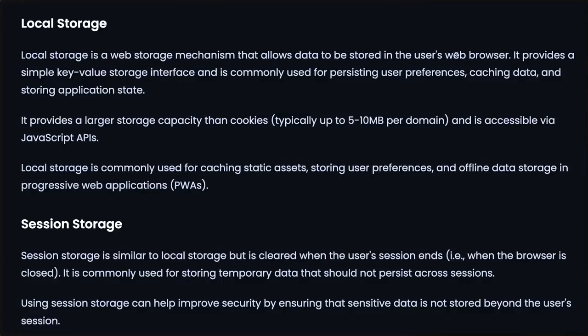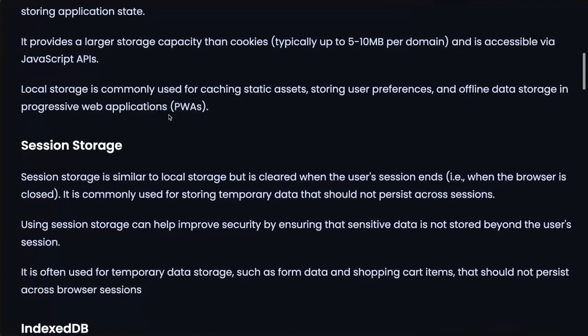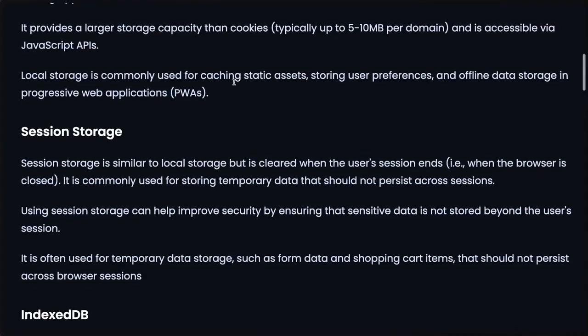Local storage is a different web storage mechanism that allows data to be stored in the user's web browser, provides a very simple key value storage. You can think of it like a basic JavaScript object stored in your user's browser, where users can also define their preferences, cache data, and store application state. It has a larger capacity than a cookie, which makes it useful for caching different static assets and even being used as offline data storage in PWAs. But it's not super secure.